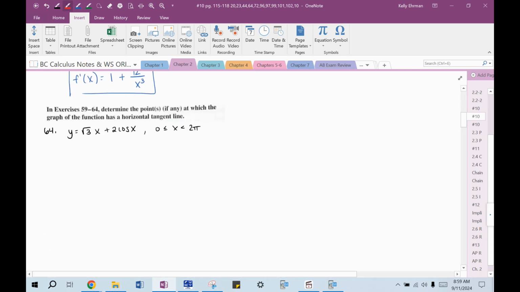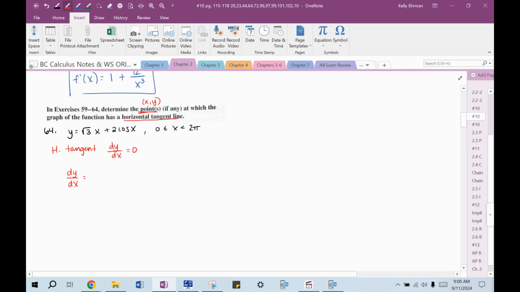This next one has a bit more work to it. It says determine the points, so make sure that you get x, y points. You don't just stop at x, if any, at which the graph of the function has a horizontal tangent line. So a graph will have a horizontal tangent when, in this case, dy dx or y prime, whatever, is equal to 0. So that means that I need to first find an equation for dy dx so that I can set it equal to 0.